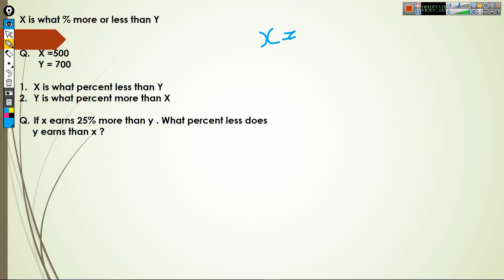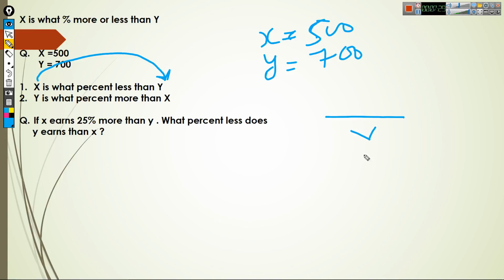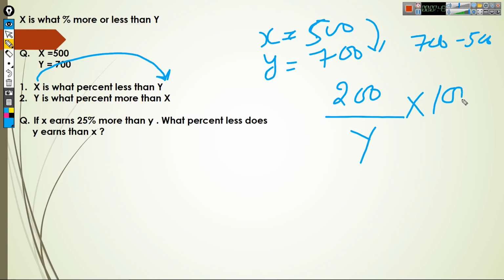Suppose x is equal to 500, as given in the question, and y is equal to 700. So x is what percent less than y? We are comparing x with y, and when we are comparing with any variable, that variable will always come in the denominator. The difference between x and y is 200, 700 minus 500 is equal to 200, and we are comparing it with y. So the value of y is 700, and as this is a percent, we multiply by 100.